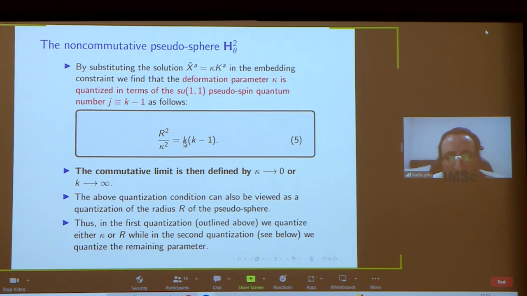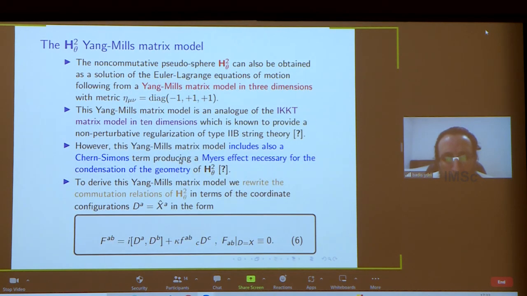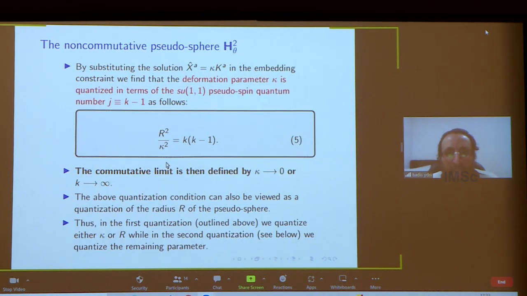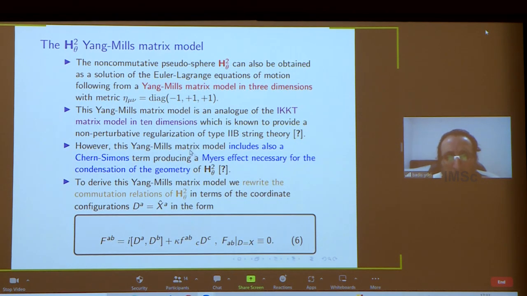So the commutative limit is given by kappa goes to 0 or K goes to infinity. This is exactly what happens also on the sphere. So this is the commutative limit. Now we write the gauge theory. The idea is simply to replace these coordinate operators with some gauge covariant operators. So we introduce a U(N) gauge symmetry by substituting the coordinate operator by some matrix E_a, which transforms under U(N) gauge transformation in the usual way.